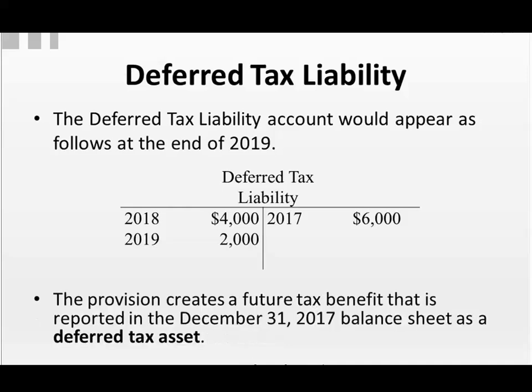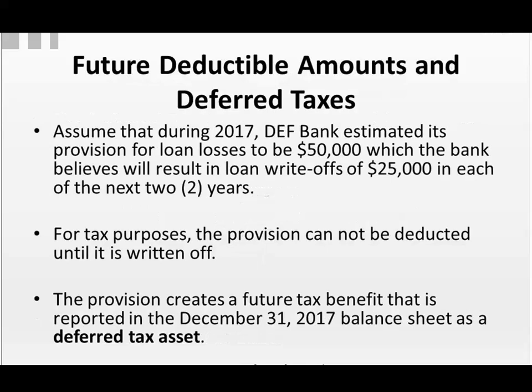Let's go to deferred tax asset. These are future deductible amounts. All right? Here's another example. Assume that during 17, DEF Bank, this is a different one now, estimated its bad debt expense or provision for loan losses is going to be $50,000, which the bank believes will result in loan write-offs of $25,000 in each of the next 2 years.